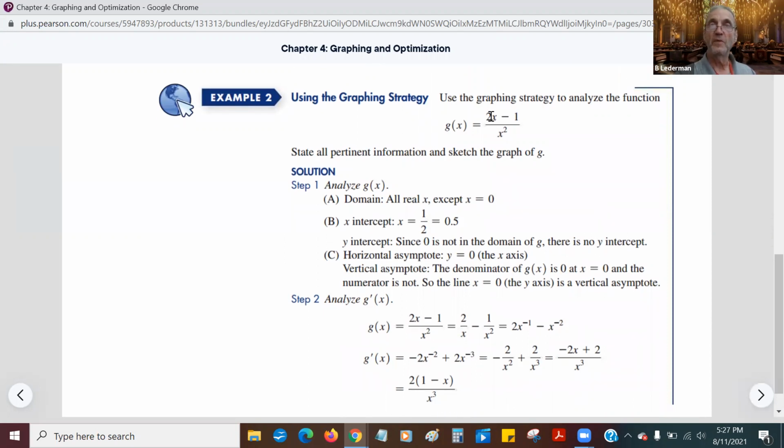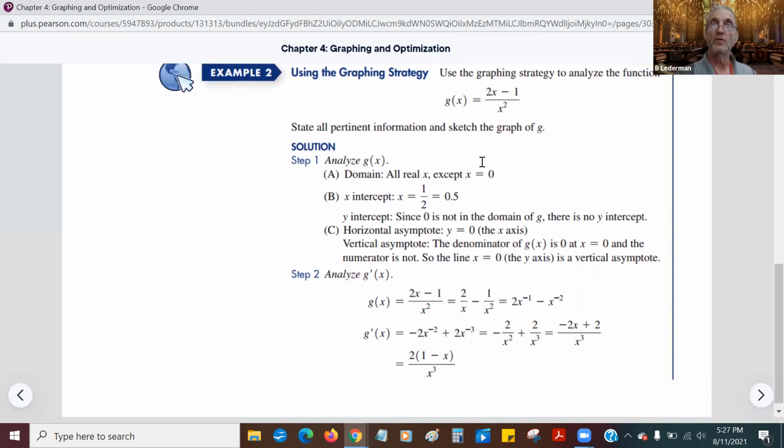2x minus 1 over x squared. Let's just take a look. Okay, g of x is equal to 2x minus 1 over x squared. A lot of times you see a fraction like this and like to break it up, but for this case, we're better off not breaking it up.